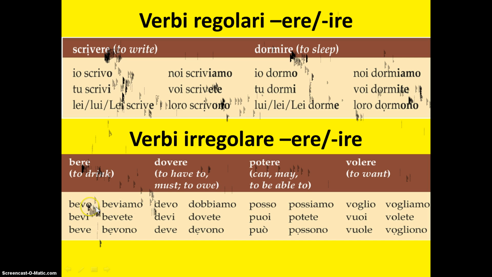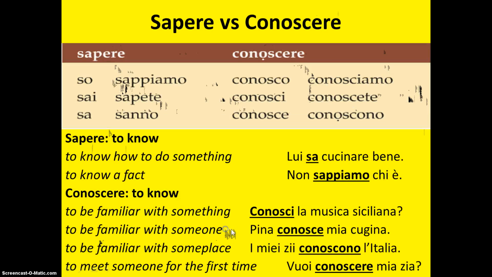The conjugations are: io bevo, tu bevi, lui/lei beve, noi beviamo, voi bevete, e loro bevono. For dovere, if you removed the -ere ending, you would be left with dov as a root. But you can see that for most of the conjugations, that o switches to an e, as the verb is irregular. It does maintain the o in the noi and voi forms, but there are still some irregularities. Io devo, tu devi, lui/lei deve, noi dobbiamo, voi dovete, e loro devono.